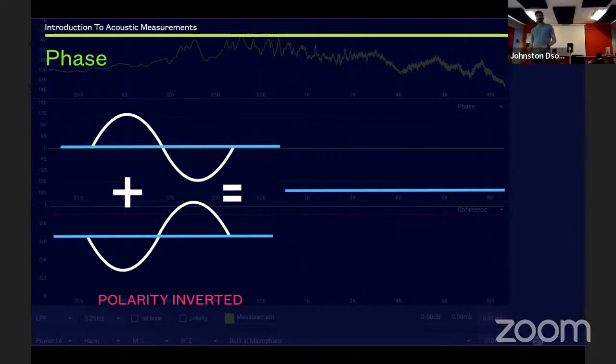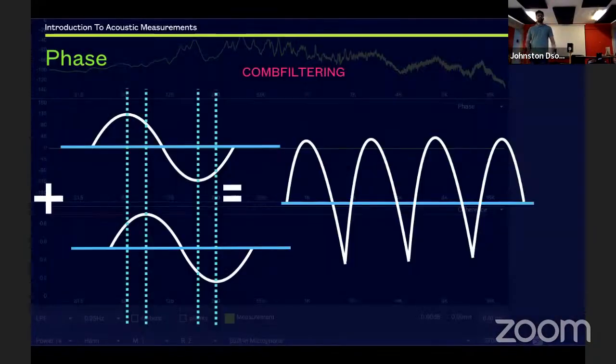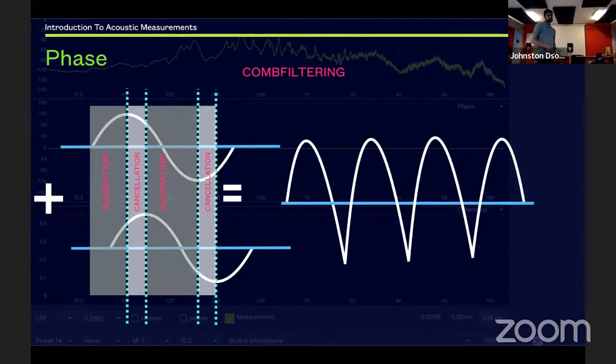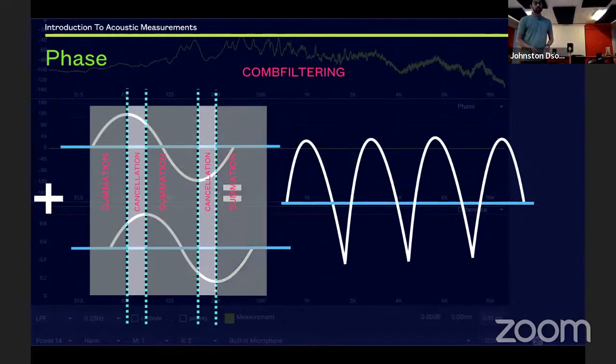Last thing, which is what happens in the real world, is something known as comb filtering, where we have two waves that are playing at different times, but they have the same frequency. So you have a time difference between them. The x-axis is time right now, so this is a time domain signal. Y-axis is amplitude, x-axis is time. Now you have summation in one part, cancellation in another part. Then again summation, then cancellation, then summation again. The resultant wave is what you see on screen.